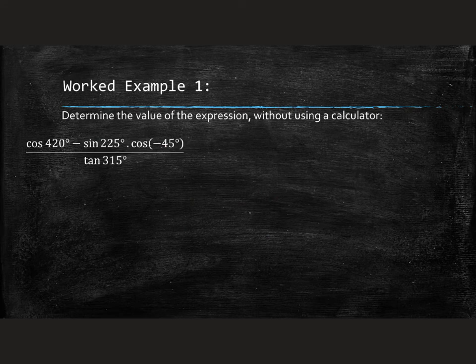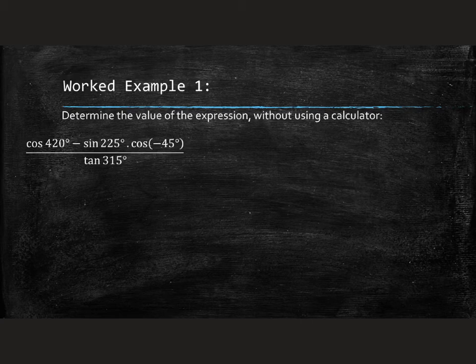Okay, let's go through one of two worked examples today. Determine the value of this expression without using a calculator. What does without using a calculator mean? It means we're going to be using the special triangles. Even though we can't see them right now, we're going to be using the special triangles. So pause this video and give it a try yourself.